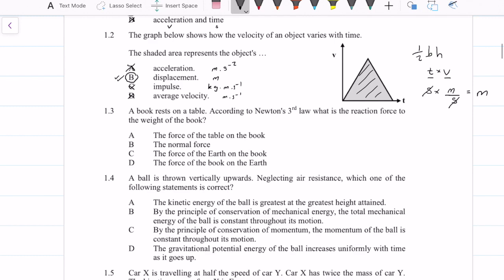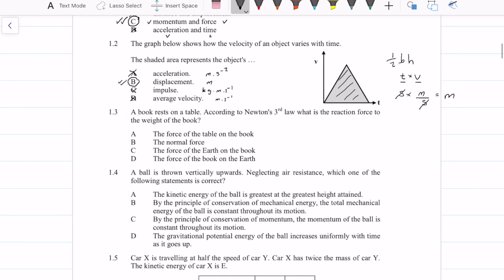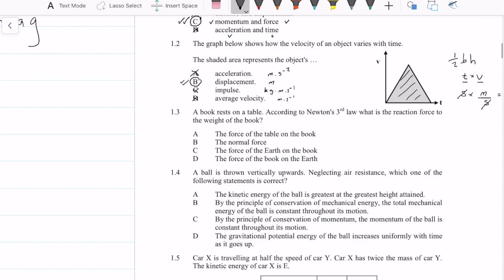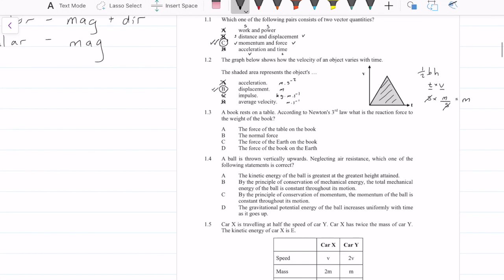Okay, so question 3. A book rests on a table. According to Newton's third law, what is the reaction force to the weight of the book? So first let's understand what the weight of a book is. Weight would be the force that the earth exerts on the book. So we're looking for the reaction pair of weight, which is the force of the earth on the book. So the reaction pair to this would be the force of the book on the earth.